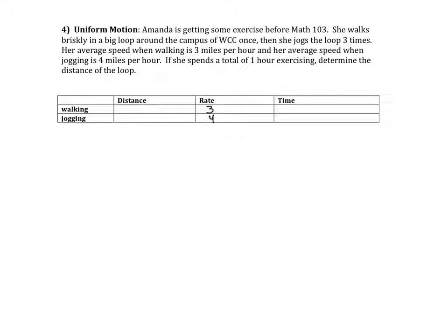And I'm going to spend a total of 1 hour exercising. So determine the distance of the loop. The loop is, let's see, since I'm in miles per hour, I'm going to make the assumption that I'm going to come out with miles, but we'll check our units. Okay, so that's what I'm looking to find.